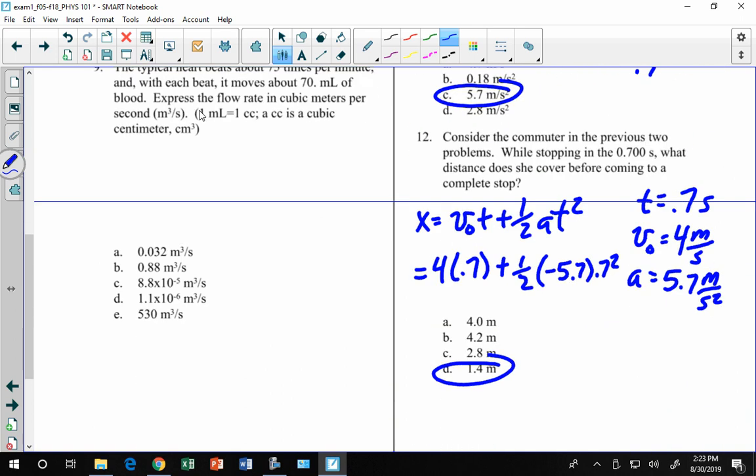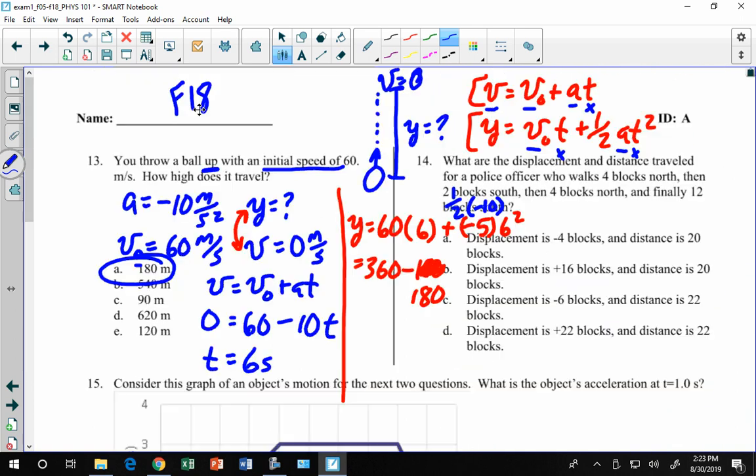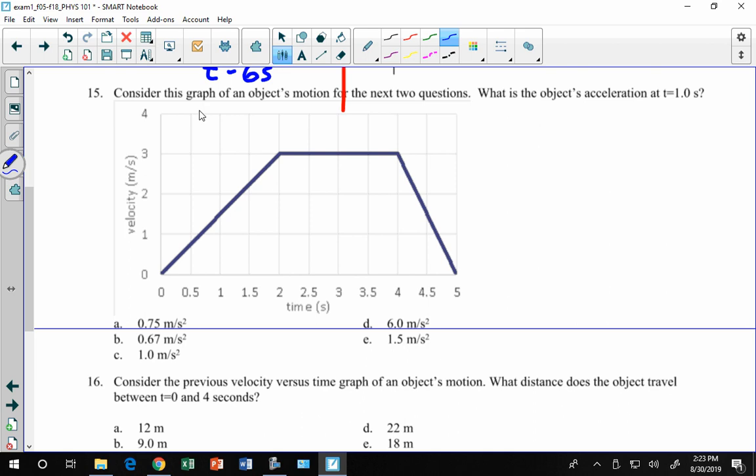questions? All right, let's look at a graphing problem, because you could also have a graphing problem. Actually, probably what you're going to have is a kinematics and a graphing problem. But again, we'll come back to that.